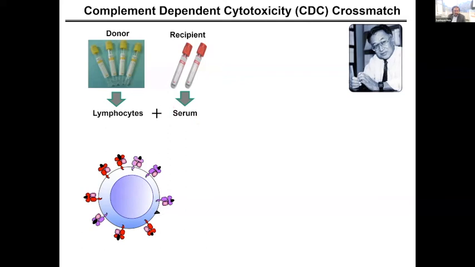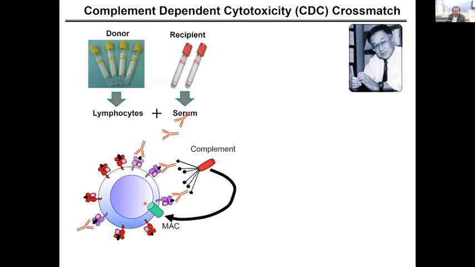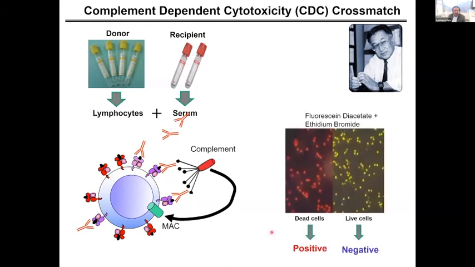Here, Paul Terasaki used donor cells and recipient samples. He isolated the cells from the donor samples, then mixed them with the recipient serum. If any antibody is specific to the donor's HLA antigen, it binds. Then after 30 minutes, he added the complement. If the antibody binds, the complement binds to the antigen-antibody complex, and it disturbs the membrane. Then he added the dye, which can distinguish dead cells and live cells. The red cells mean the donor-specific antibodies are present, so the cross match is positive, so don't do the transplant. If the cells don't die, it is a negative cross match, so the transplantation can be done.